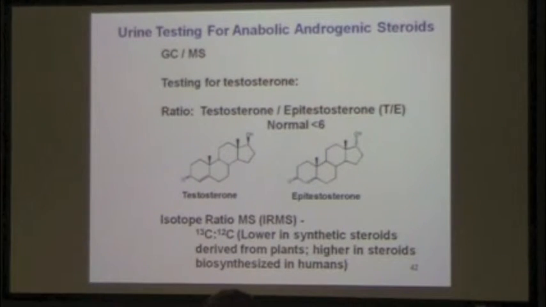And the plant, you see, produces a somewhat different ratio of C13 to C12 because they all use carbon dioxide. And the isotopic ratio can be used to determine whether the testosterone that you're measuring is natural testosterone or was obtained from somewhere else. And that's how they do it. And this can be determined very easily by mass spectrometry because the difference between C13 and C12, obviously, is one atomic unit. So you can tell the difference.